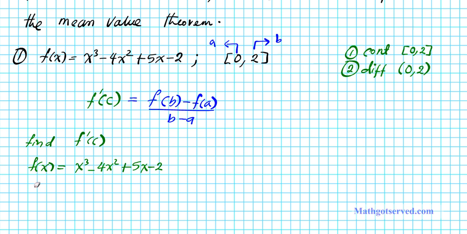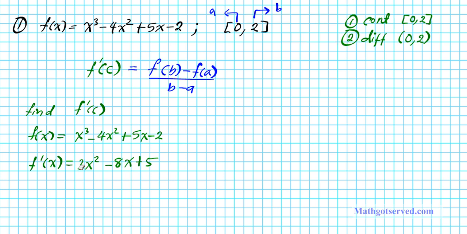Now we're going to differentiate using the power rule. F prime of x equals 3x squared minus 8x plus 5. Now this is f prime of x. Now f prime of c will simply involve us evaluating the derivative at x equals c. So we're going to have 3c squared minus 8c plus 5. Now we've determined the left side of our equation.